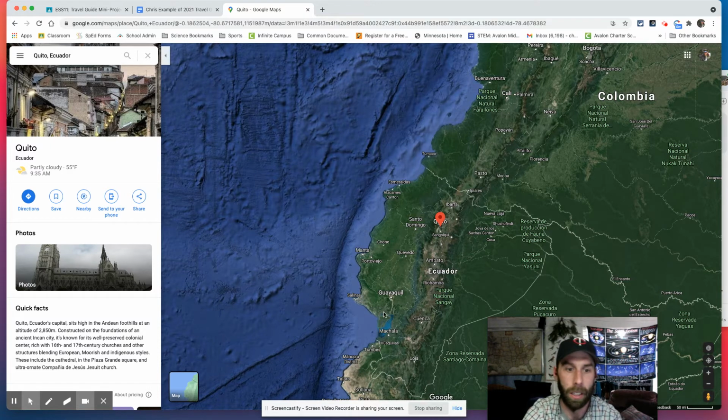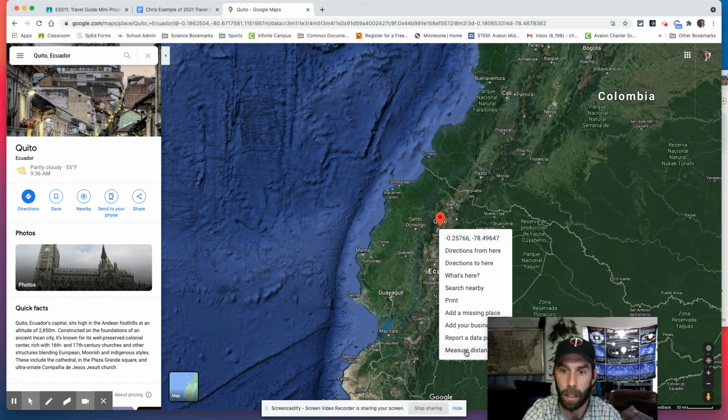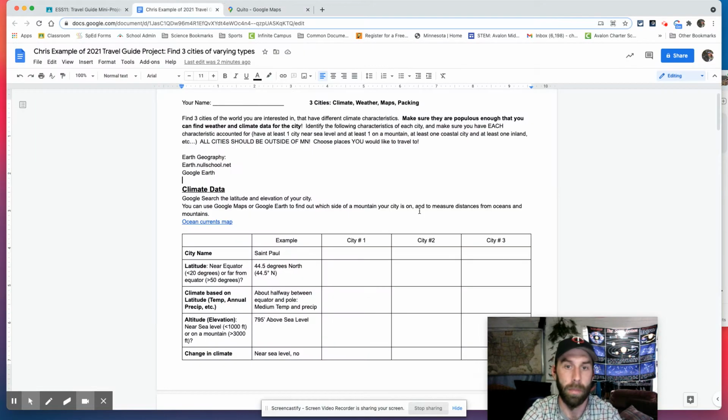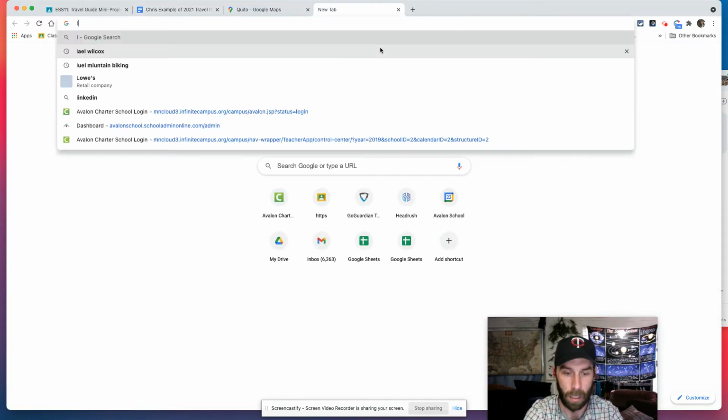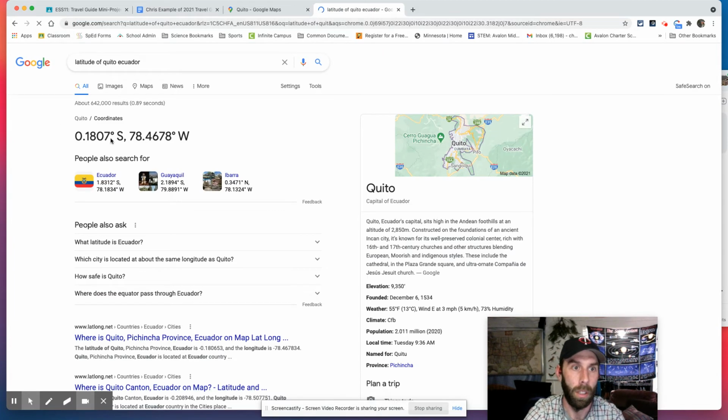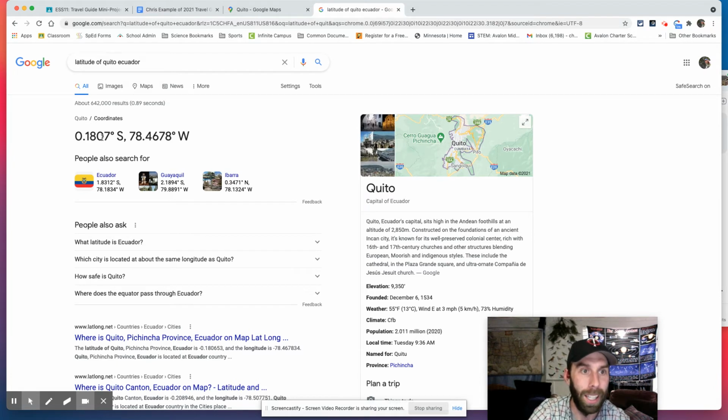So how do I actually figure out what is going on with Quito? Well, first off, if I right click, I can measure distance, and how close to the ocean it is: 122 miles from the ocean. So city number one is Quito, Ecuador. Oh, sorry, first I need to find its latitude. Okay, so the latitude of Quito, Ecuador is 0.18 degrees south.